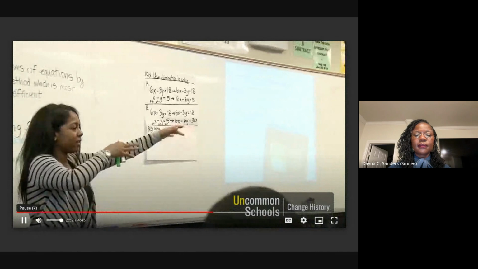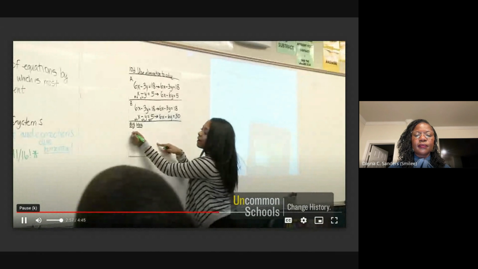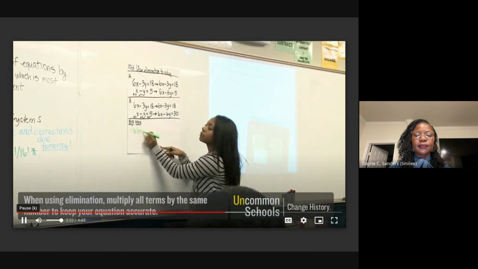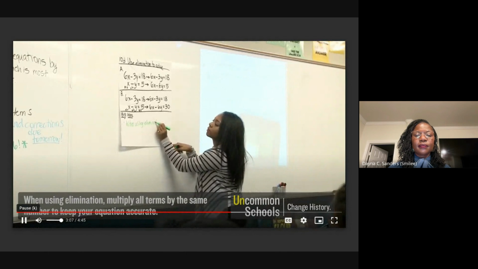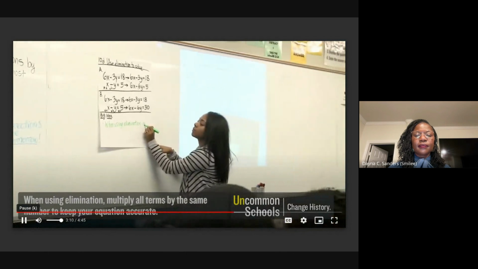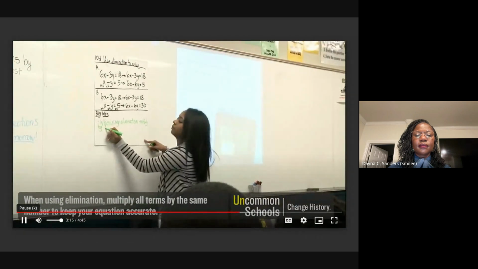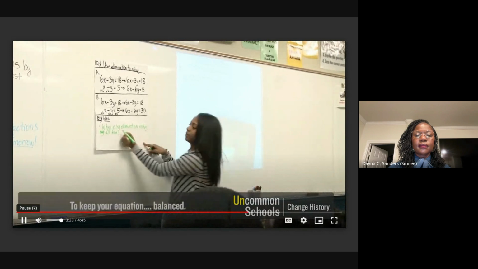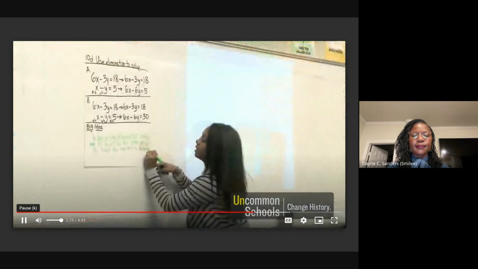Awesome. I loved your explanation. So can you give me the conjecture one more time, which I should write? When using elimination, multiply all terms by the same number to keep your equation accurate. Nigel, can you think of a better word than accurate? To keep your equation balanced. Okay, awesome. I love that.